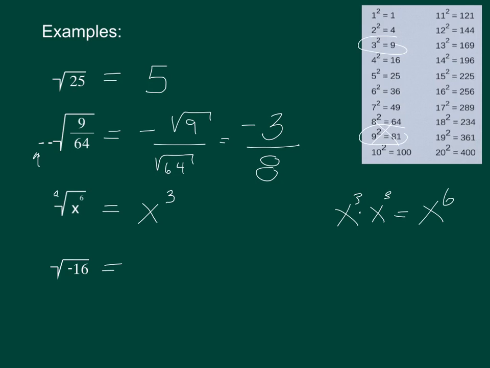This last one, the square root of negative 16, we're going to say that this is not a real number, because we know that when you multiply 2 things together, you're going to always get a positive. Either a negative times a negative will give you a positive, or a positive times a positive will give you a positive, but you won't ever get a negative underneath a square root.